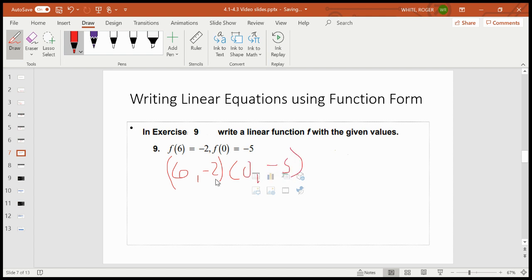Okay, since we have coordinates, we would use the slope formula to find the slope. And then we have an x equals 0, so this would be your y-intercept. So we would have negative 2 over 6, negative 5 over 0, and then we're going to put negative signs in between. We have a double negative, which makes that a positive. So negative 2 plus 5 is 3 over 6 gives me a slope of 1/2. And then when we write in the formula, it's going to be 1/2 x and then minus 5.